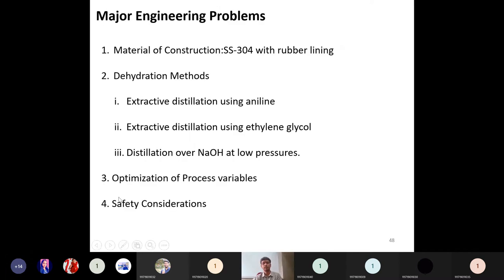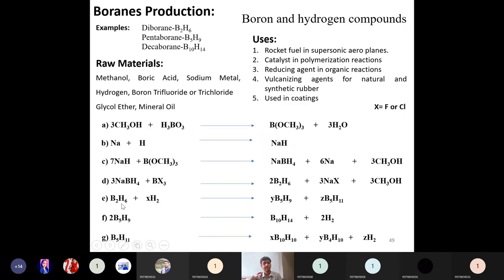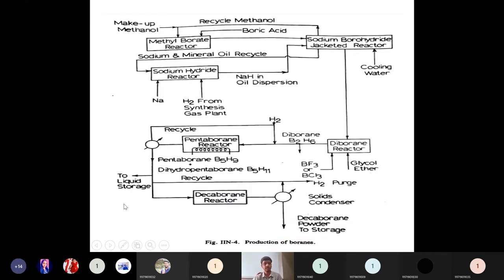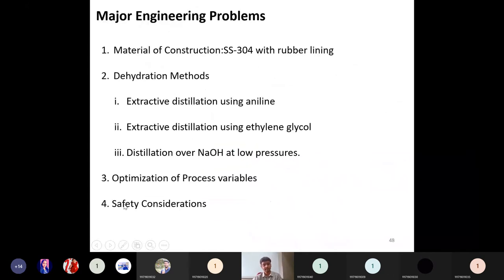The next major engineering problem is safety consideration. Why do we have to consider safety? All these are high energy chemicals, nothing but explosives or exothermic reacting molecules. So they need to be handled safely. Safety consideration is also very important.